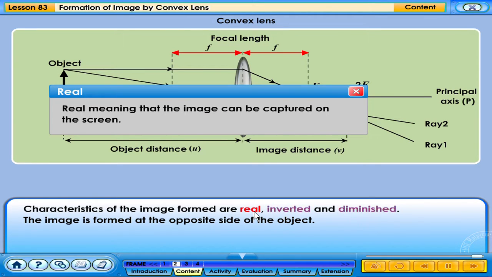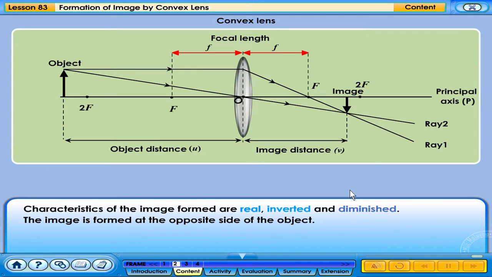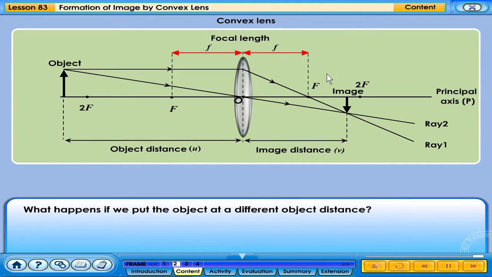Real, meaning that the image can be captured on the screen. Inverted, meaning that the image is upside down. Diminished, meaning that the image is smaller than the object size. What happens if we put the object at a different object distance?